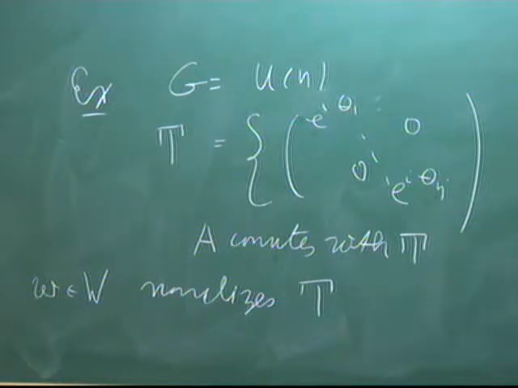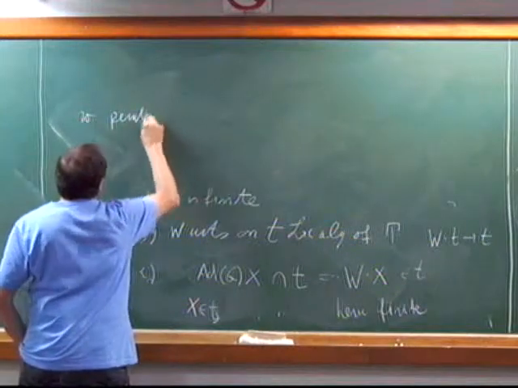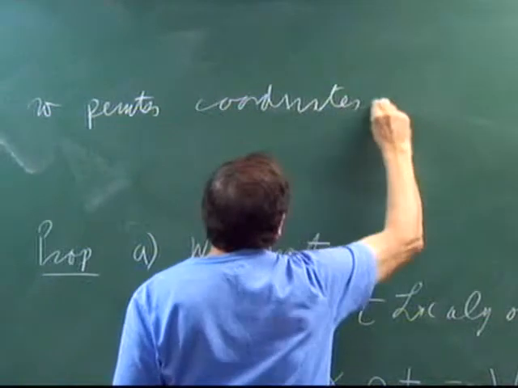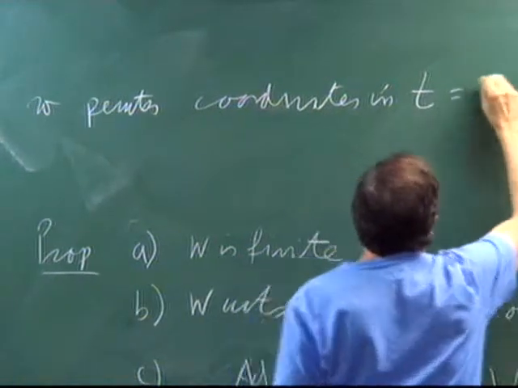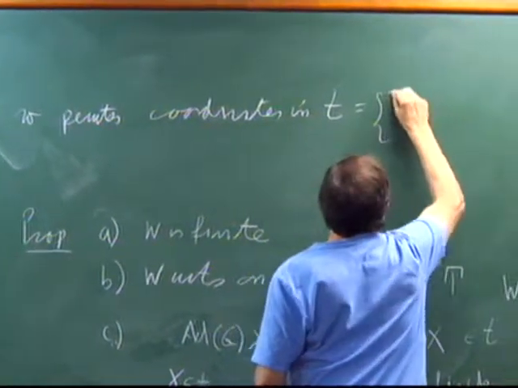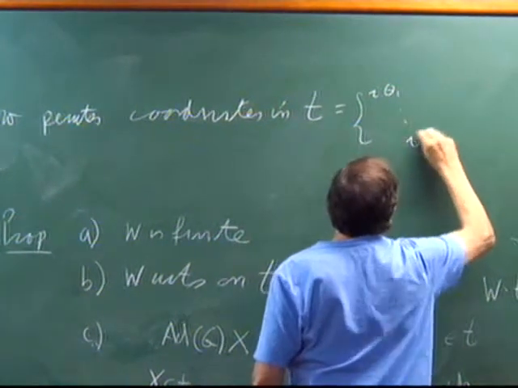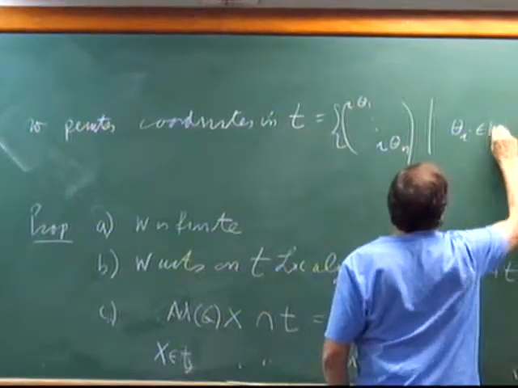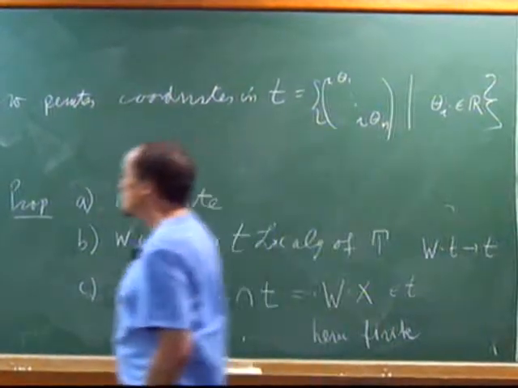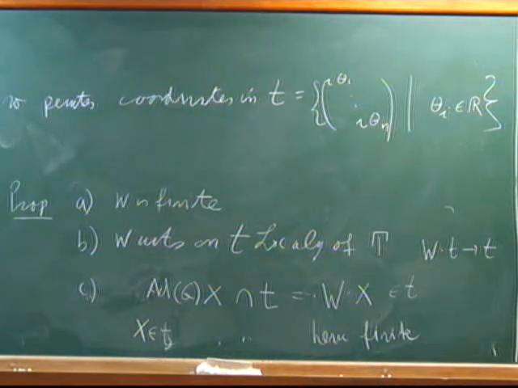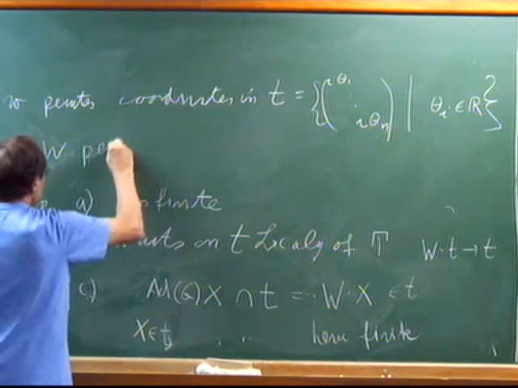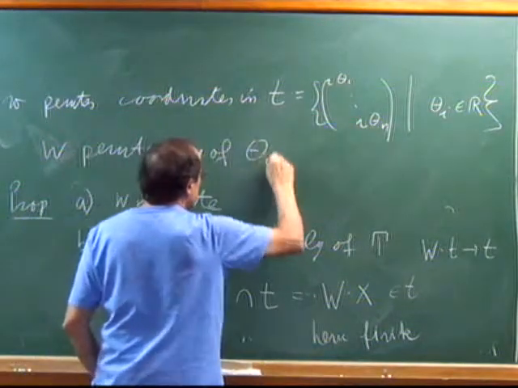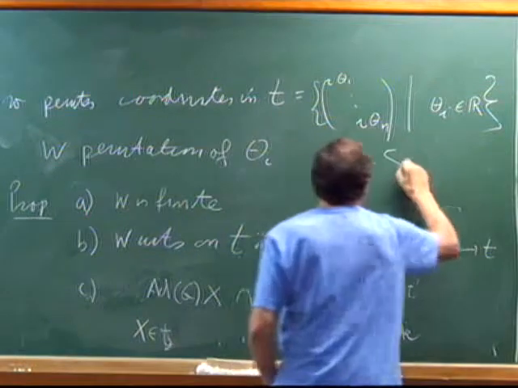So W permutes the coordinates in the Lie algebra. The Lie algebra I can view as the set of all (iθ_1, ..., iθ_n). That's the Lie algebra of this maximal torus here. So the Weyl group acts by permuting the θ_i's. So W is just the permutation group on n letters. Okay.